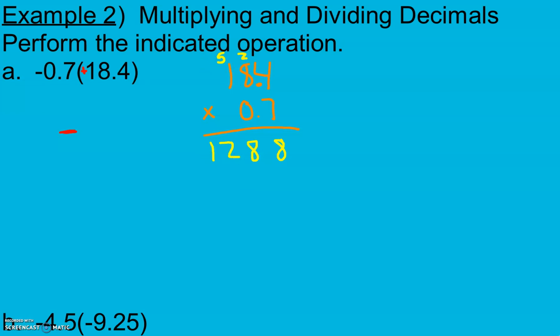Here we count our decimal places. I have 1, 2 numbers after my decimal. So in my answer I need 1, 2 numbers after my decimal. So I end up with a negative 12.88. Here in B, I have a negative times a negative. 2 negatives make a positive.